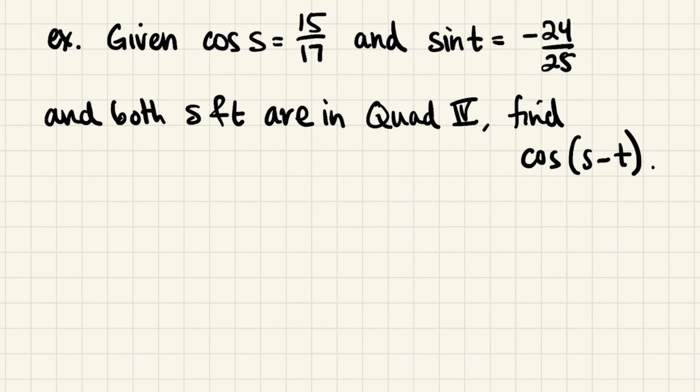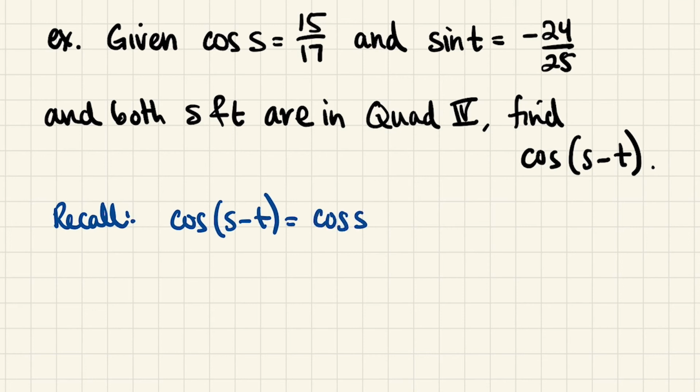Okay, so here we're given some information about a couple of angles, S and T, and we're asked to find the cosine of yet another angle, which is S minus T. So we have 3 angles in this problem: S, T, and S minus T. We're going to need an identity right at the beginning, and that is, of course, the sum and difference identity for cosine. So cosine of S minus T is cosine, cosine, sine, sine. Cosine first angle, cosine second angle. Of course, we're going to get a plus here. Sine, sine.